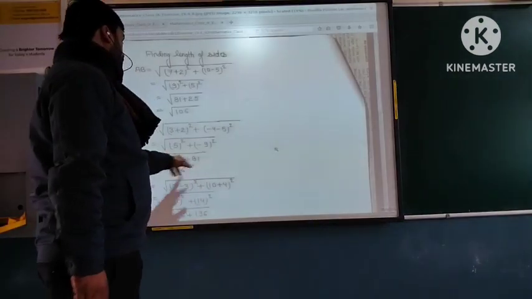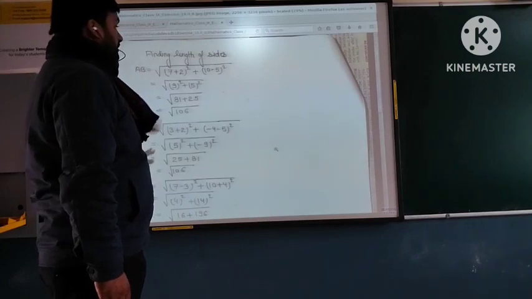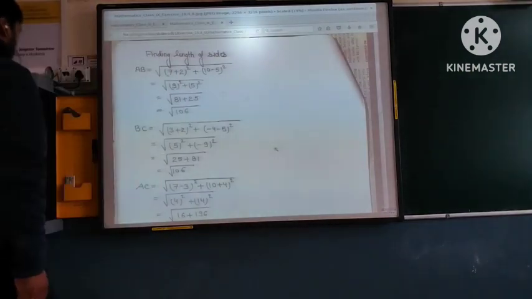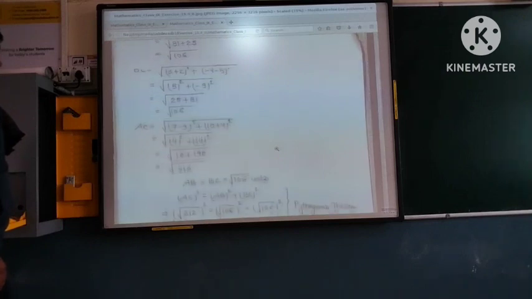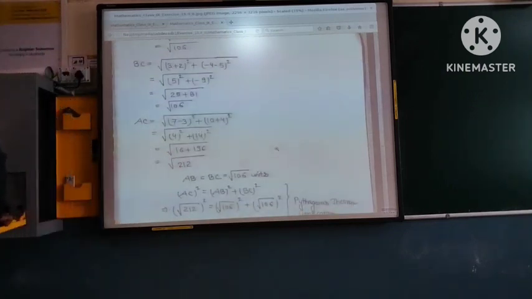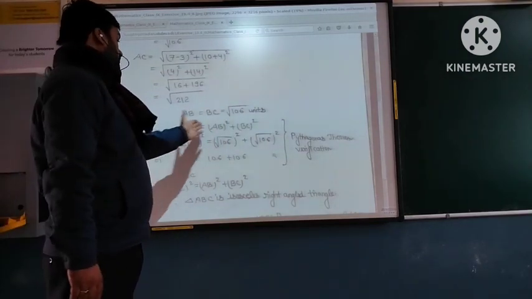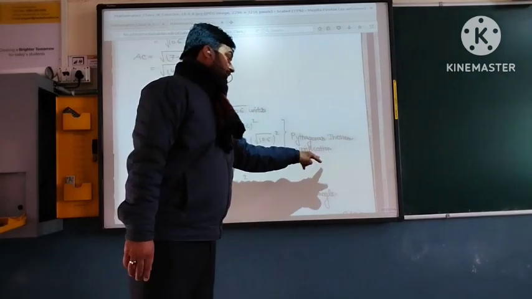So for an isosceles right angle triangle, what will you do? Prove first that it is isosceles, which means the lengths of two sides will be equal. So see, find the length of AB using the distance formula, then find the lengths of BC and AC also. You find that AB and BC are both equal. So if two sides are equal, what can you say? That the triangle is isosceles.